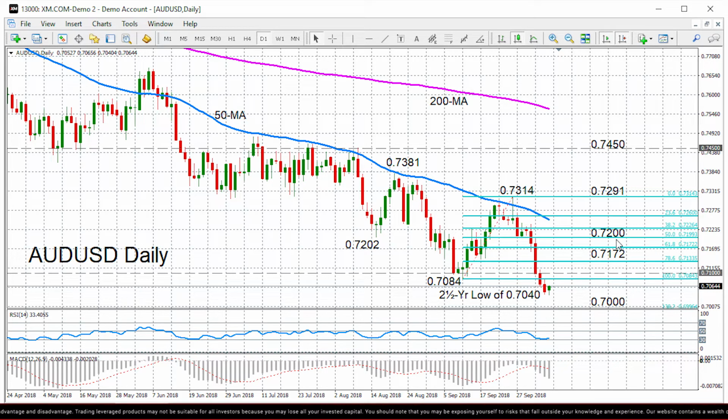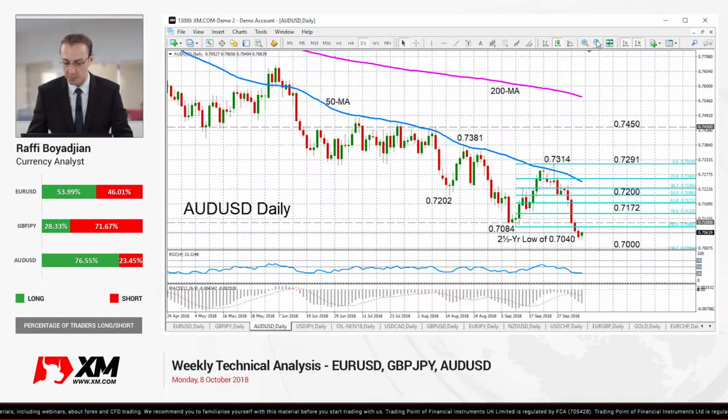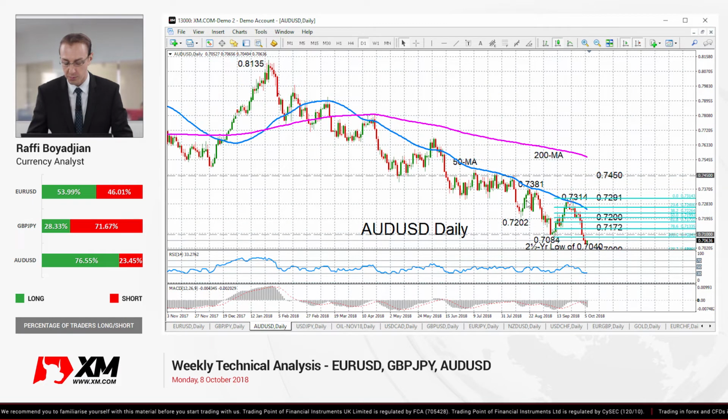If we were to see Aussie dollar breaking above the 0.72 handle, that would shift the focus back to the upside. It would help Aussie dollar break above the 50-day moving average at 0.7250, and then clearing the 50-day moving average would help Aussie dollar challenge the September top of 0.7314.